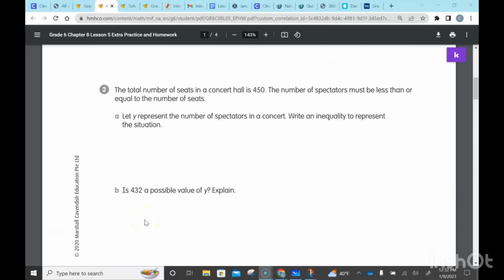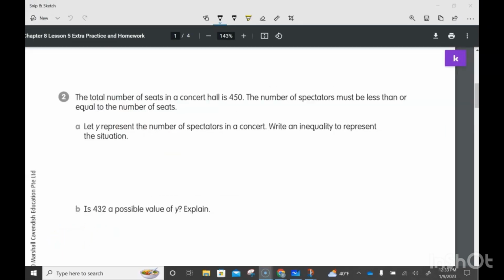All right, let's take a look at number 2. It says the total number of seats in a concert hall is 450. Then it says the number of spectators must be less than or equal to the number of seats. So understanding that whenever we see something less than and then we see or equal to, that means we're going to have that line underneath the greater than or less than symbol. Or you can even think of a phrase like at least or something like that means that line's going to go under that greater than or less than symbol.